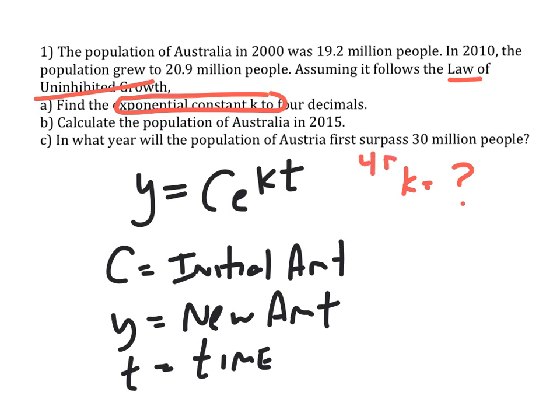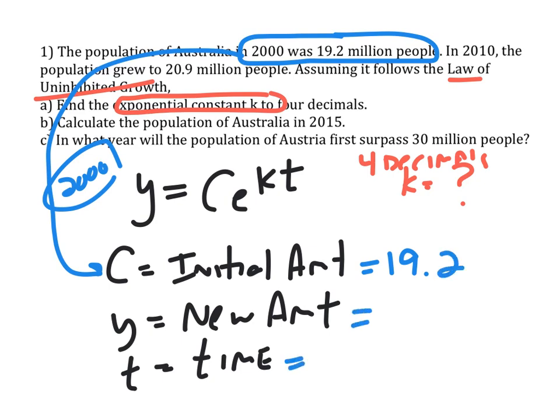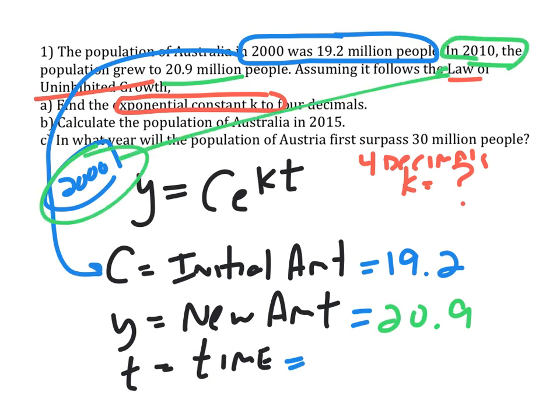So here, the population of Australia in 2000 was 19.2 million people. So I'm going to make the year 2000 the initial starting point, which means the initial value, the initial amount, was 19.2. I'll keep everything in terms of millions. The new amount is in year 2010. The population grew to 20.9 million people. So the new value is 20.9, and since we started in the year 2000, now we're up to the year 2010, so t is equal to 10.